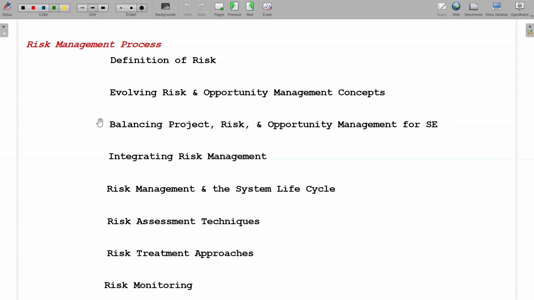Balancing project risk and opportunity management for systems engineering. No realistic project can be planned without risk. The challenge is to define the system and the project that best meet overall requirements, allow for risk, and achieve the highest chance of project success.